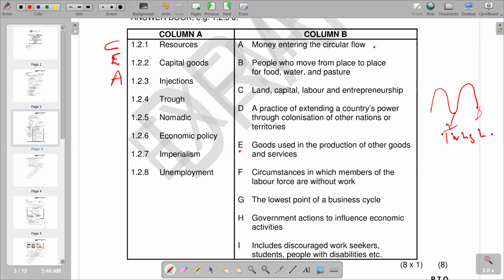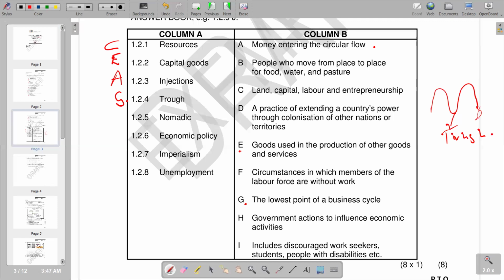Go down looking for that explanation. We have got G, which is saying the lowest point of a business cycle. So we have got G here as the correct response. Moving on to the next, we've got nomadic, but nomadic is generally a word that is used to describe a movement from one point to the other, not having a fixed abode.